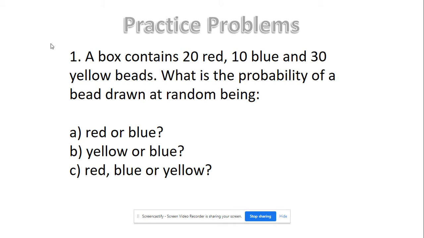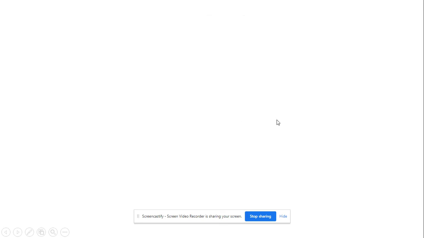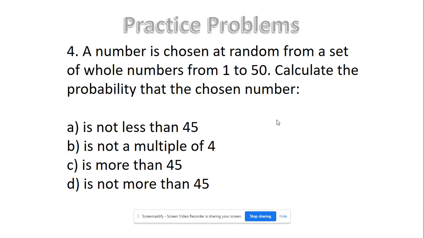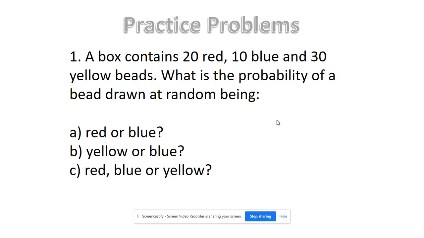A box contains 20 red, 10 blue, 30 yellow beads. What is the probability of a bead drawn at random being red or blue? So 50% or half. What just happened? Oh, maybe I went through them all first. I'm not going to take time to go through all of them first. We'll just talk through them. What is the probability that it is yellow or blue? 2/3. What's the probability that it's red, blue, or yellow?